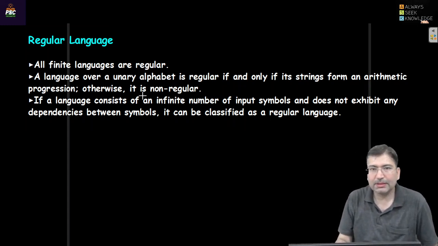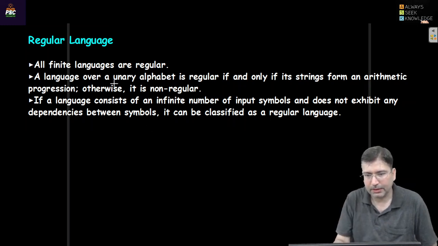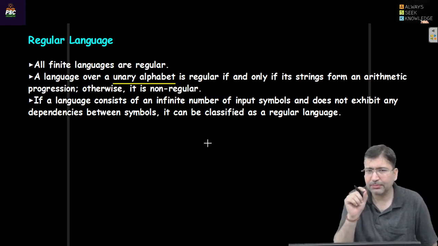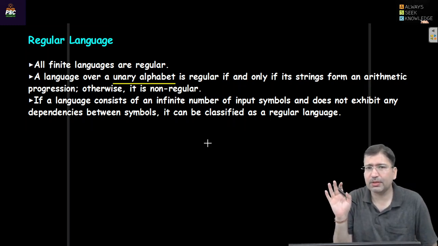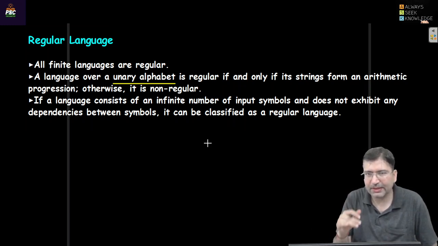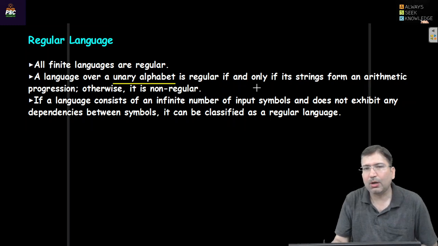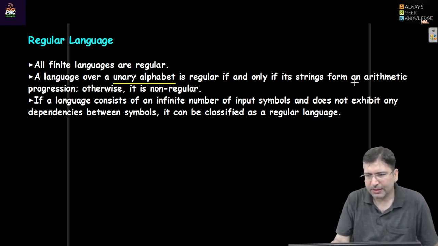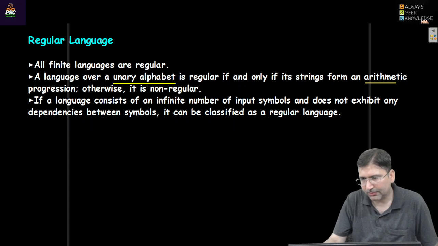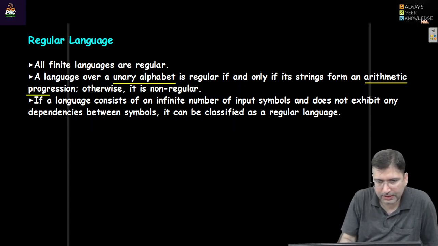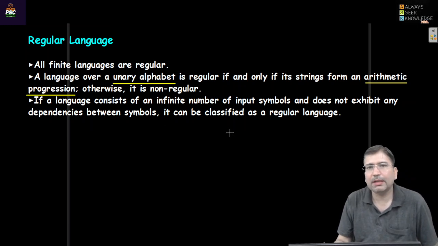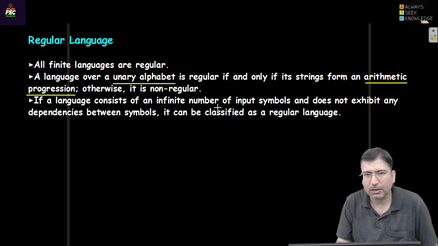Another thing: if a language is defined over a unary alphabet, meaning the alphabet has only one symbol, the language may have an infinite or finite number of strings. If it has a finite number, then it is definitely regular. If it has an infinite number of strings, then we need to check how those strings are generated. If the strings follow an arithmetic progression (AP) in terms of their length, then the language is regular. Otherwise, the language will be considered non-regular.